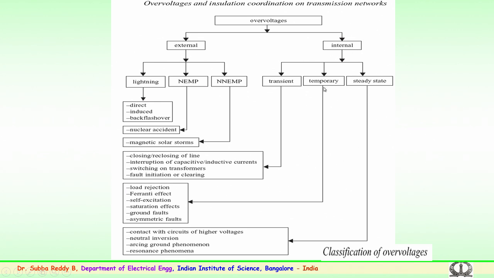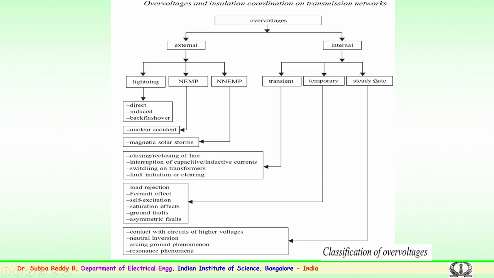And internal again, temporary over voltages. These temporary over voltages may occur because of load rejection, because of the Ferranti effect, in which the sending end and the receiving end voltages differ. The Ferranti effect also will cause temporary over voltages, then self excitation because of the saturation effect, and because of ground faults and some asymmetric faults. So, all these are likely to cause temporary over voltages in the system.